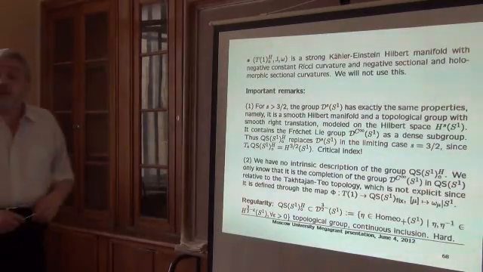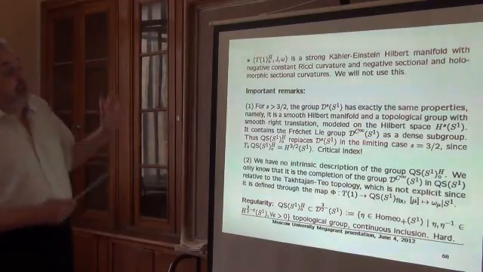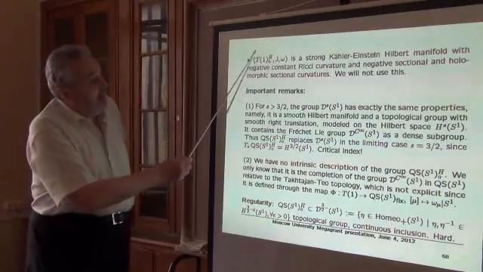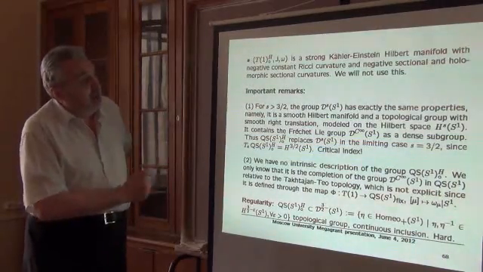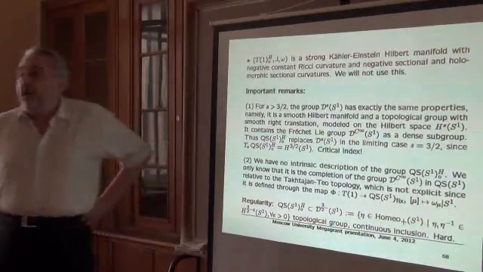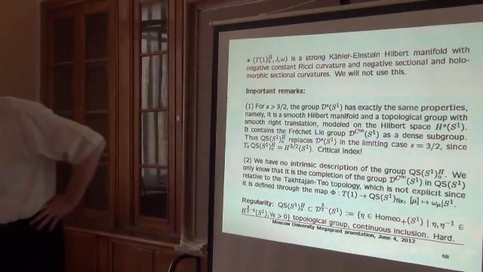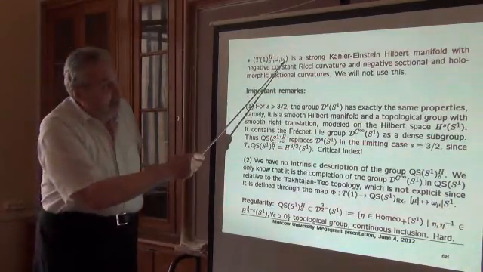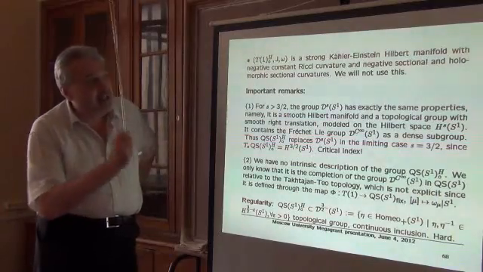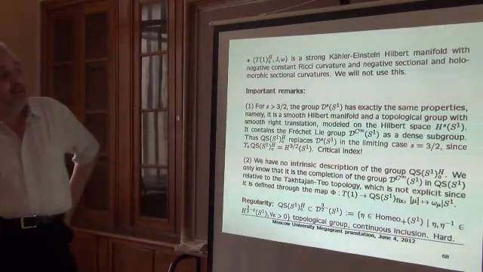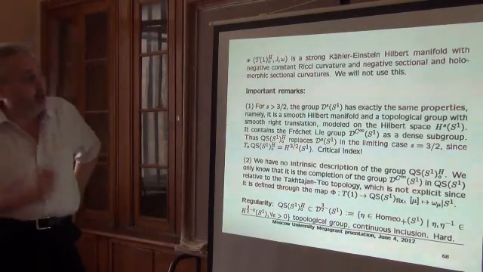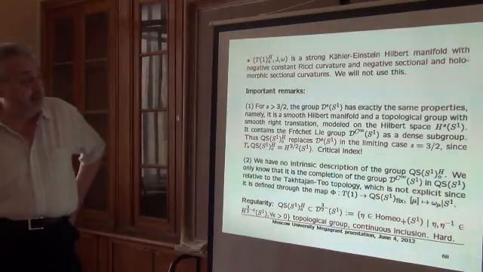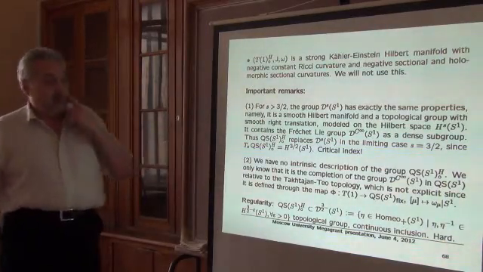Okay, here is what I prove more. I mean, to get to this result, you must have read about 100 pages of the paper. You look at the identity component, and then there is a J. Who's this J? Multiplied by I, literally, multiplied by I. And omega is a strong Kähler-Einstein-Hilbert manifold with negative constant Ricci curvature and negative sectional and holomorphic sectional curvatures. This is fantastic. Now let me make some remarks.